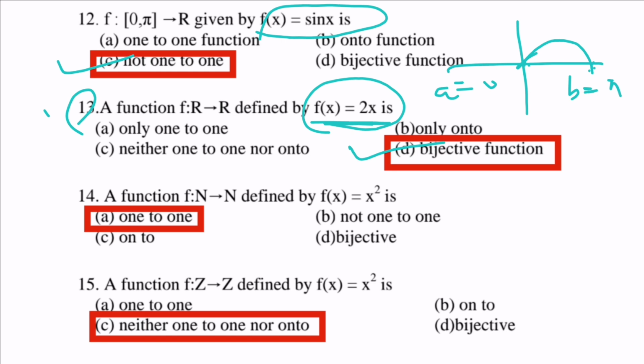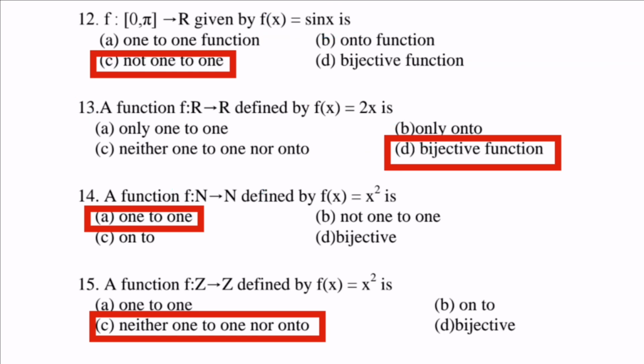A function f from the set of natural numbers to the set of natural numbers is defined by f of x is equal to x square. What is it? So this is a 1-1 function, which satisfies the condition of a 1-1 function, but not an onto function because it does not utilize all natural numbers in the range. So option A is correct. Function is 1-1.